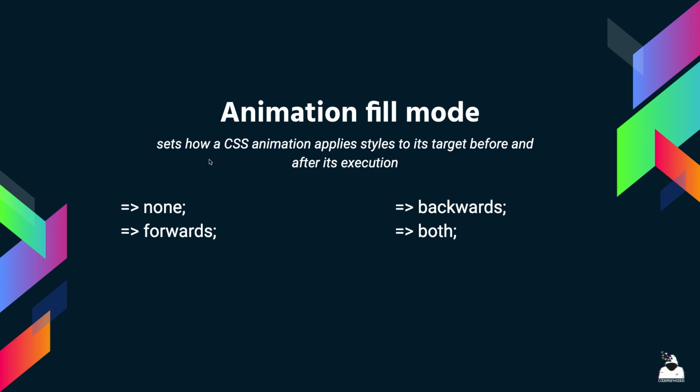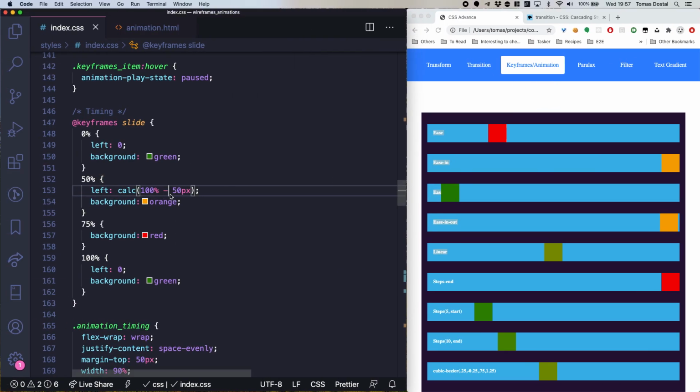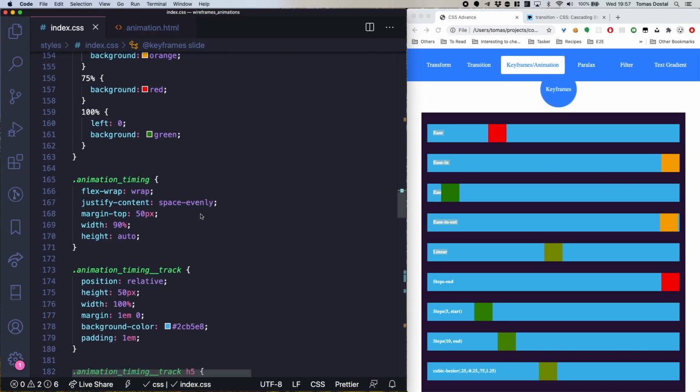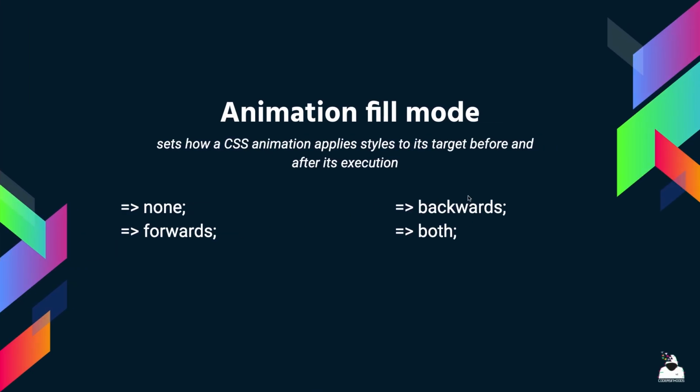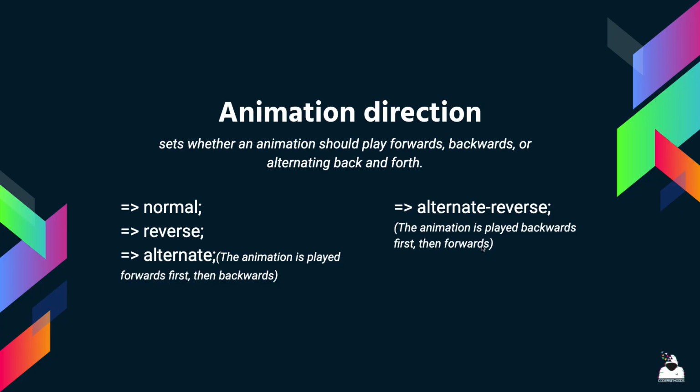Yeah, so it sets how CSS animation applies styles to its target before and after its execution. So it will apply the styles, if I understand it correctly, either before or after the execution of that step. So you can have a little bit more granular control over how it looks when it's animating. You can say if it goes backwards or forwards or both.